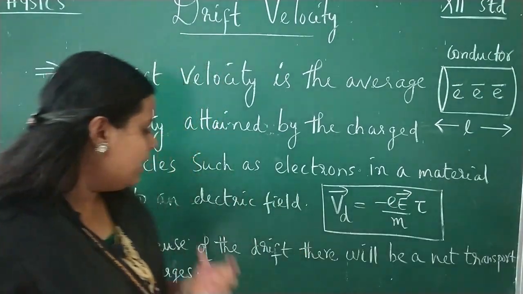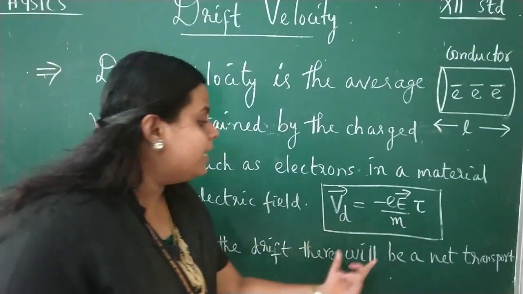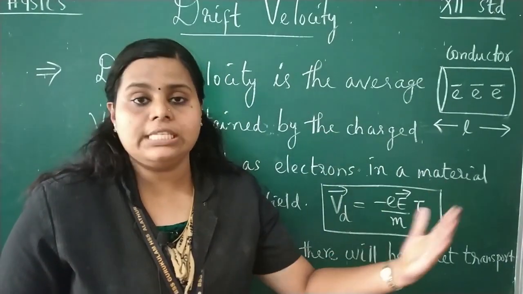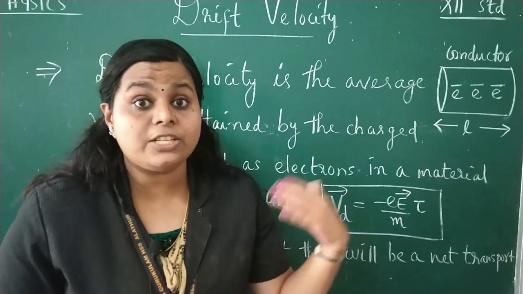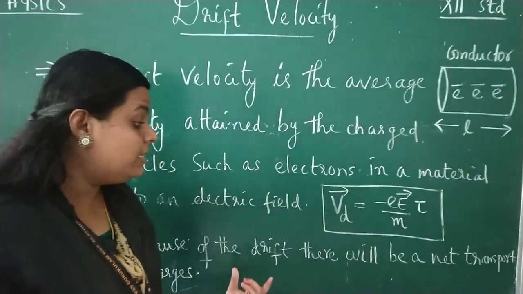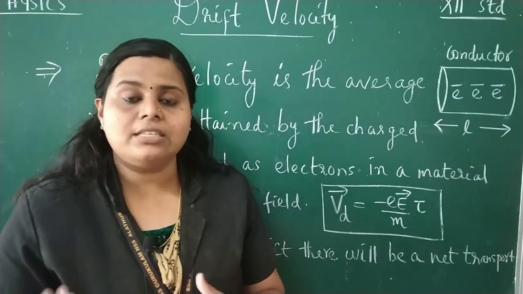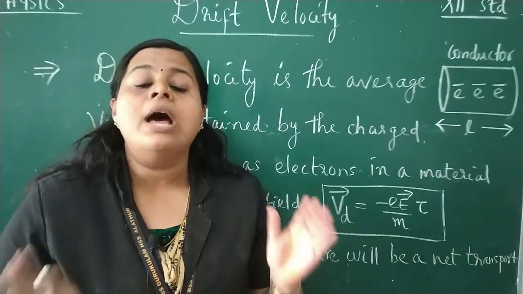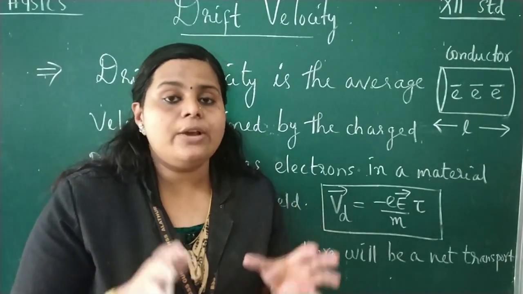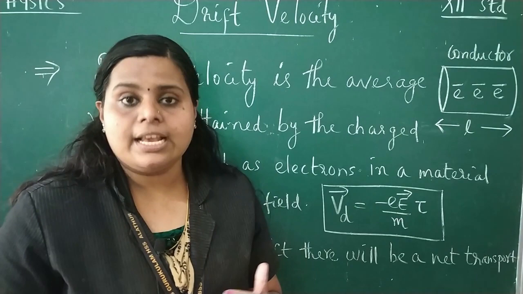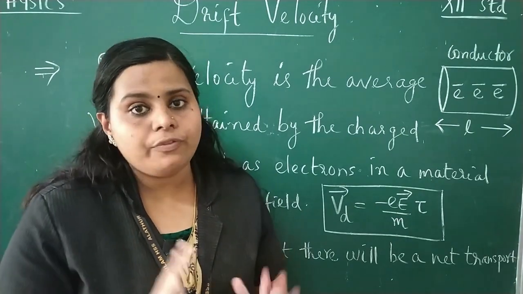And one more thing, because of the drift there will be a net transport of charges. Because the free charges achieve a drift velocity, there will be a net transport of charges. This is how current flows when we apply a potential across a conductor. Current flow is the flow of charges, isn't it?